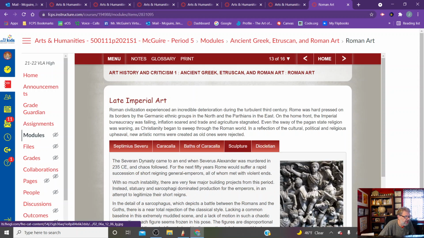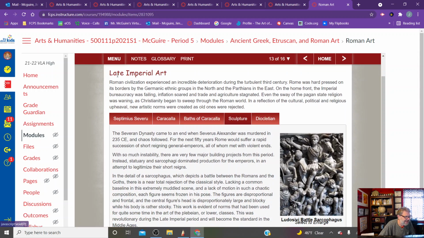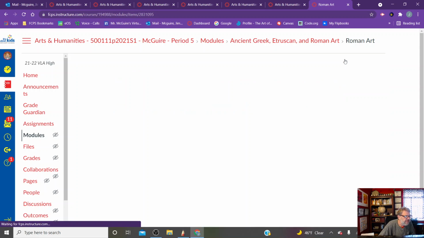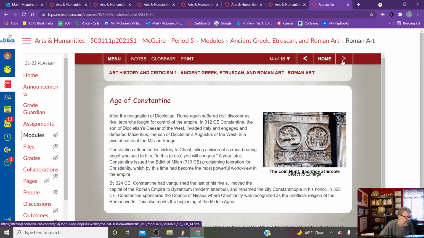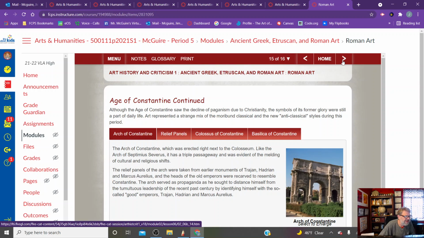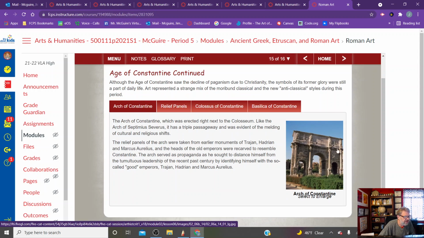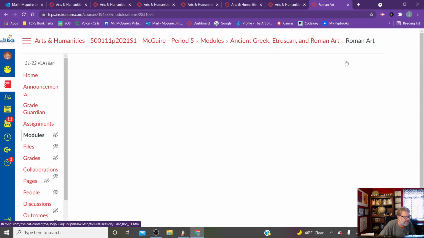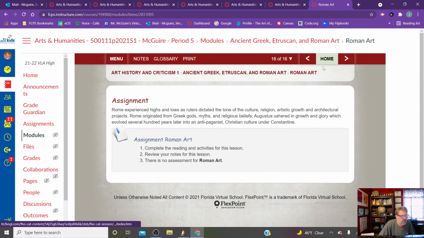Yep, you're going to want to know this image. Why is it late imperial? What is a departure from here? And why is this different than anything we'd seen before? That pretty much takes care of most of everything. Oh, yes, the Arch of Constantine is on the multiple choice. So make sure you know about that as well.